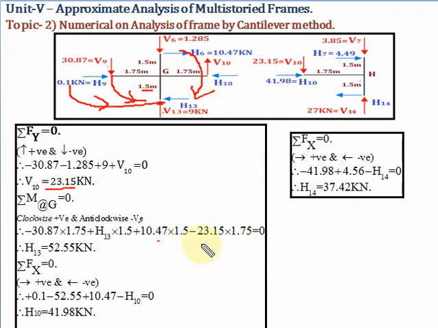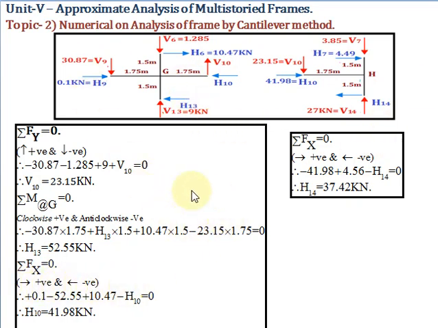What is 23.15? V10 acting in anti-clockwise direction, and what is the distance? 1.75. So here we will get the value of H13, that is 52.55 kilonewton. Now take summation of the horizontal forces. Summation Fx equal to 0. If force is acting toward the right side, plus, toward the left side, minus.